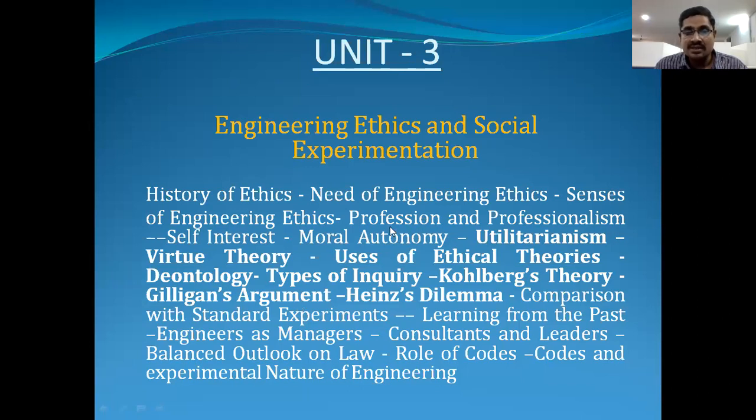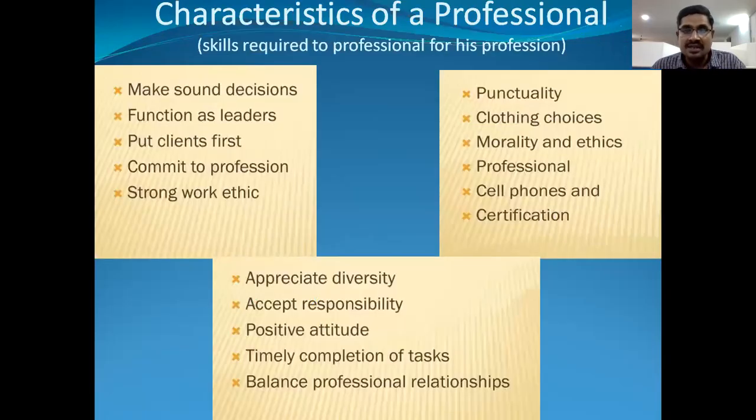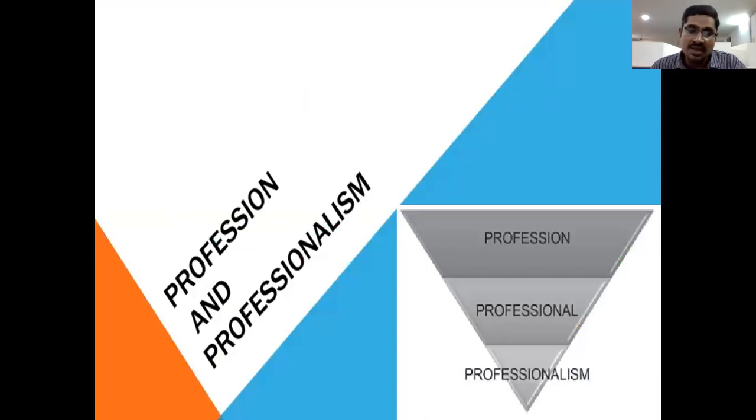Now, today's class, look at this: profession and professionalism. It is a very, very important topic. In this we have 1, 2, 3 slides, right? Profession and professionalism is our topic today, and we need to discuss it now. Here we need to concentrate on 3 words: profession, professional, professionalism. After completion of these 3 words, we will enter the next slides. So what is meant by profession, professional and professionalism?